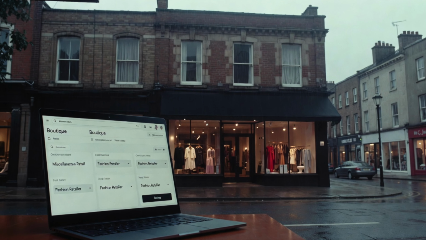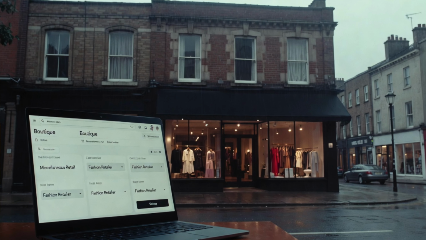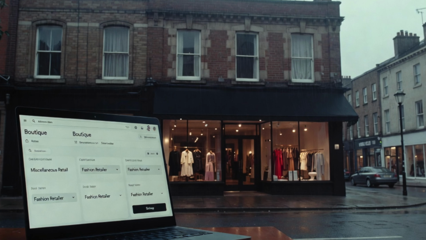There are real examples of this in the wild. A Manchester boutique was misclassified by an AI system as miscellaneous retail instead of a fashion retailer, which reduced its visibility in ad platforms. A halal butcher shop with 15 years of strong reviews was excluded from local food retailer campaigns because the AI's definition of food retail was too narrow.